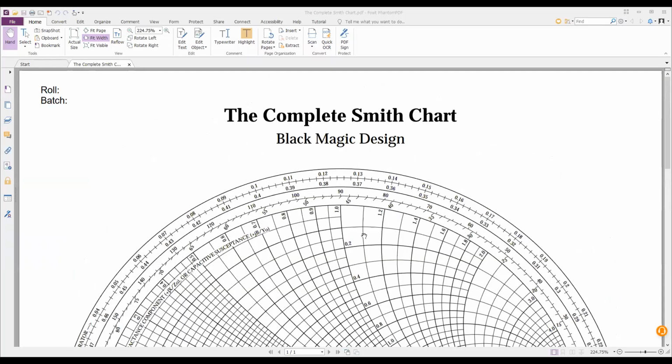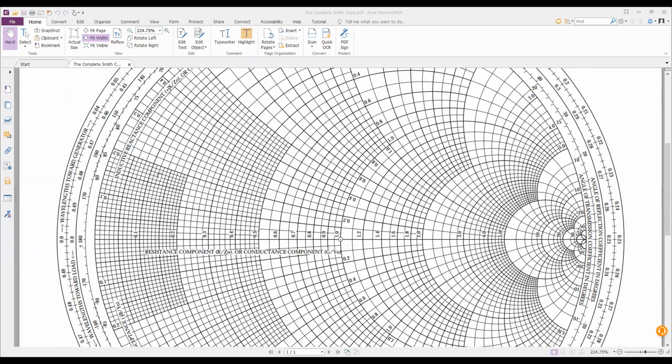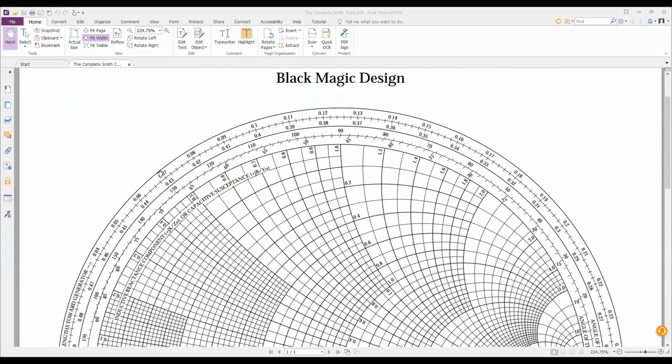See, this is the Smith chart, the complete Smith chart, Black Magic Design. Here you put your roll number as well as the batch. Now let me show you a problem regarding this.